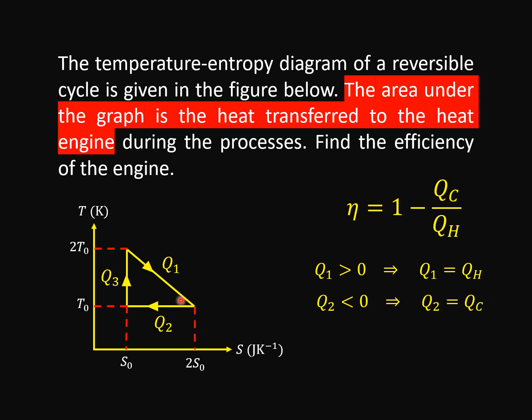Based on the same reasons, we now know that Q2 should be less than 0. That means this Q is the heat transfer from the heat engine to the cold reservoir. So Q2 should be set equal to Qc. Why is Q2 negative? Because the entropy change in this process is a negative value. That means the entropy is dropped. Entropy drop means that the heat is transferred from the engine to the cold reservoir.